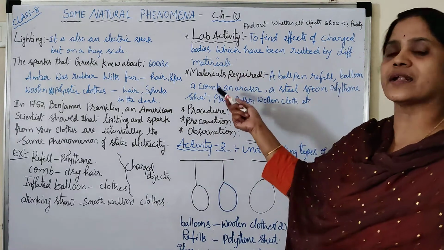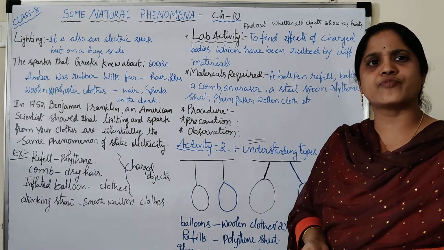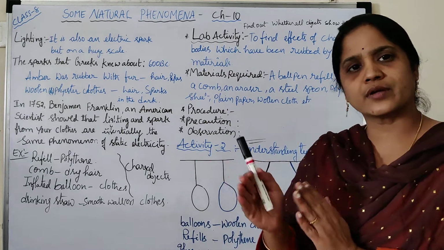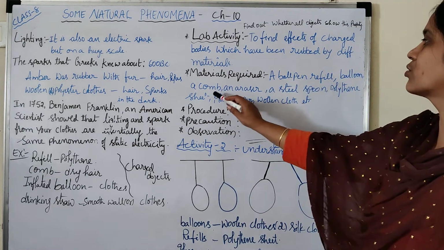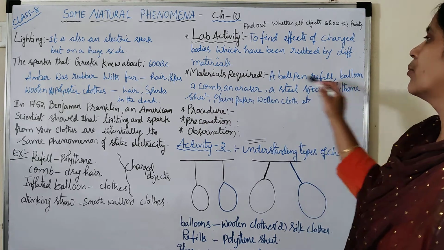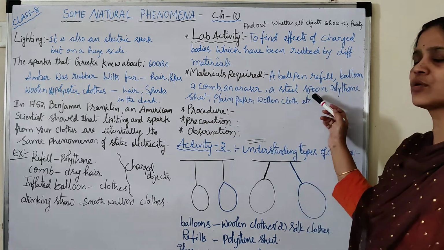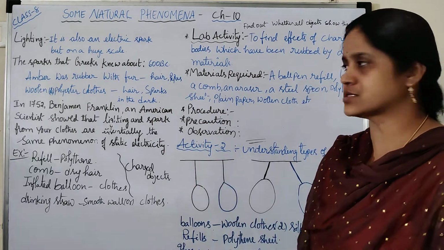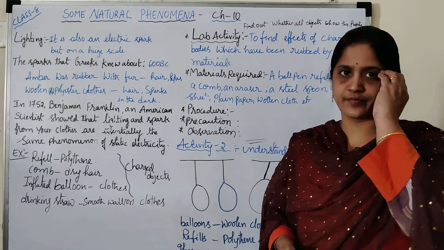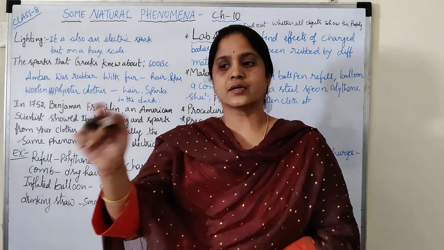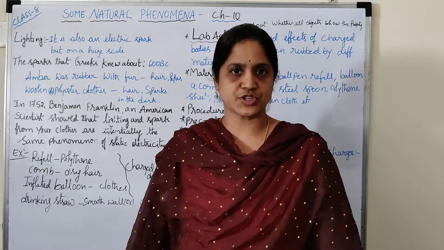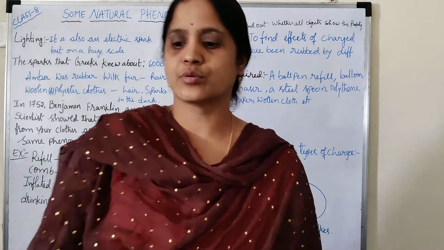So what are the materials required? You collect some of the objects, and for that rubbing, so collect more objects. Here you see refill, balloon, comb, eraser, steel spoon, polythene sheet, plain paper, woolen cloth, etc. You collect all these objects. Now procedure. So what to do? So whatever object you are collecting, here in the textbook it was given as a table. So I will explain through that table.